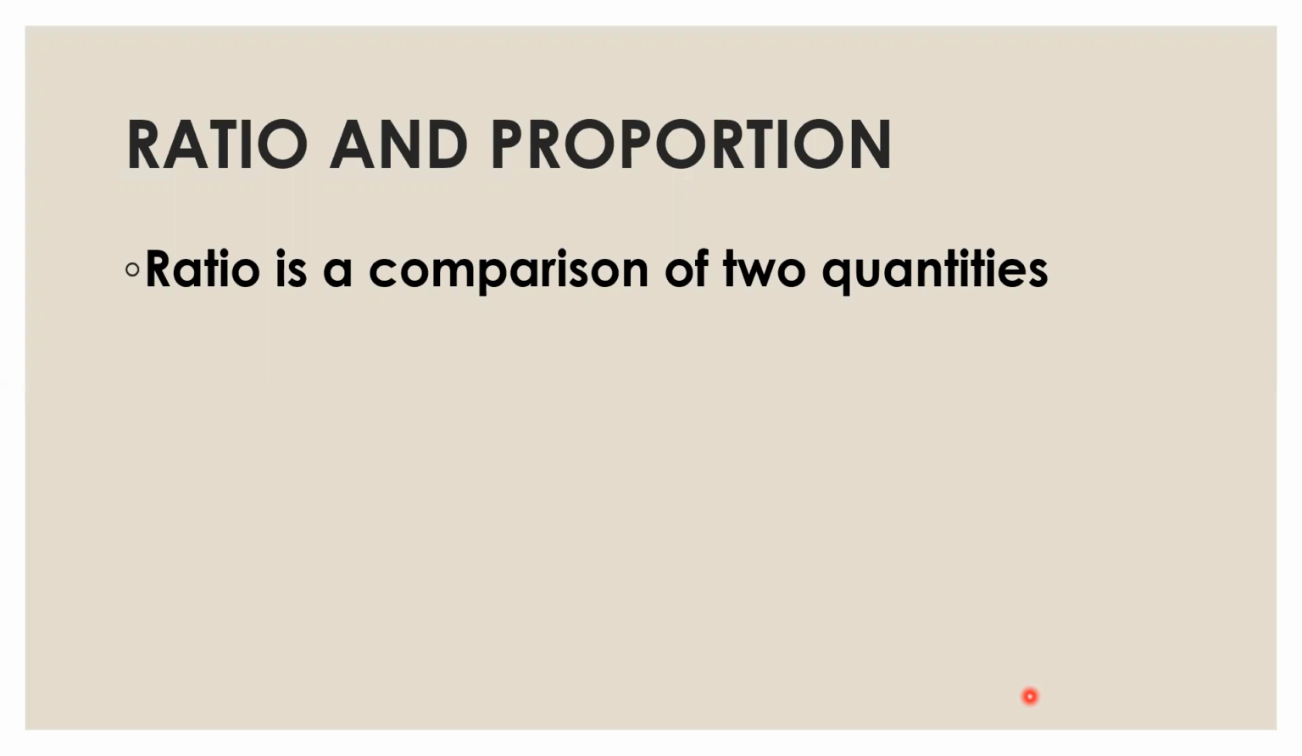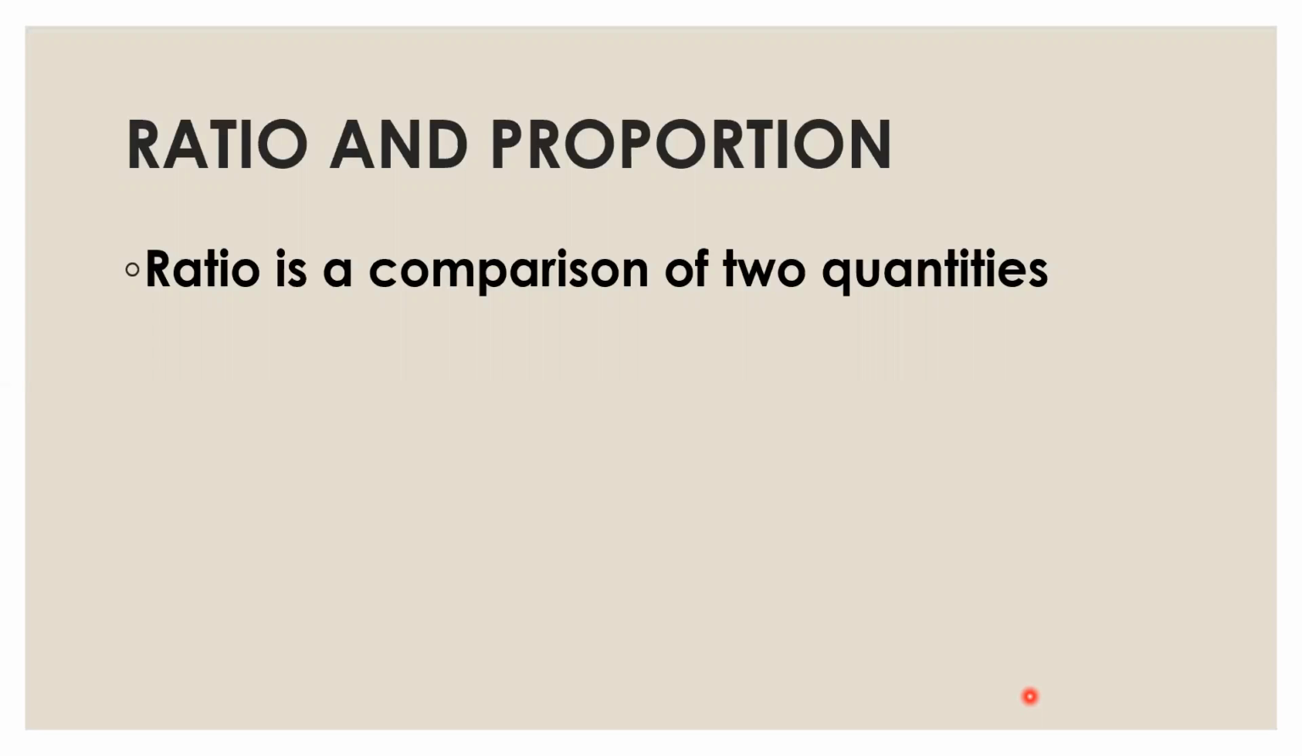Why I define it as two quantities is that we need a minimum of two quantities to compare. We cannot compare if we have only one quantity with us. There should exist a minimum of two, maximum of infinite, but minimum should be two. Then only we can compare. So ratio means it is a comparison of two or more quantities.